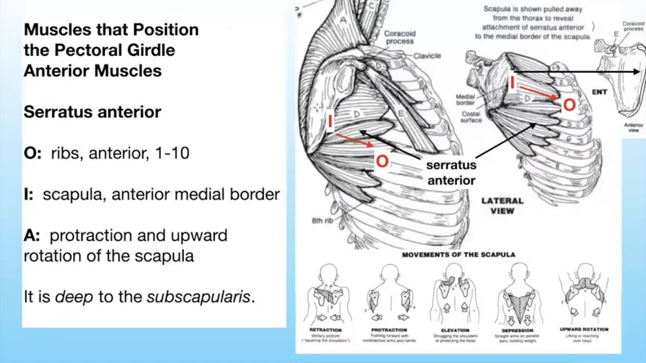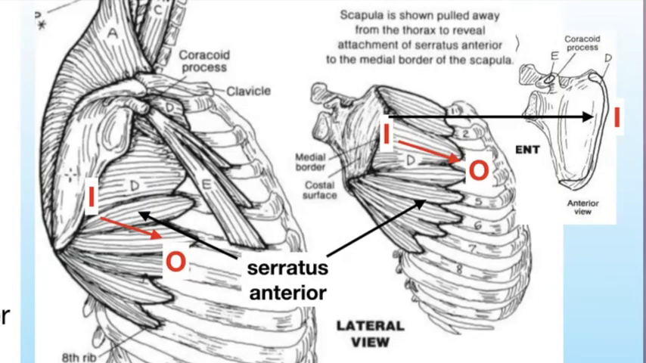Okay, the next anterior muscle is the serratus anterior. The origin is the ribs, 1 through 10, anterior to sort of lateral placement of the origin. Then the insertion is the scapula, the anterior medial border, and then the action is protraction and upward rotation of the scapula. So take a look at the picture and note the origin, pretty easy to imagine, but now the insertion, you have to imagine the picture that is on the right is taking the scapula and sort of pulling it off the rib cage so that you can see the insertion is on the anterior medial border of the scapula.